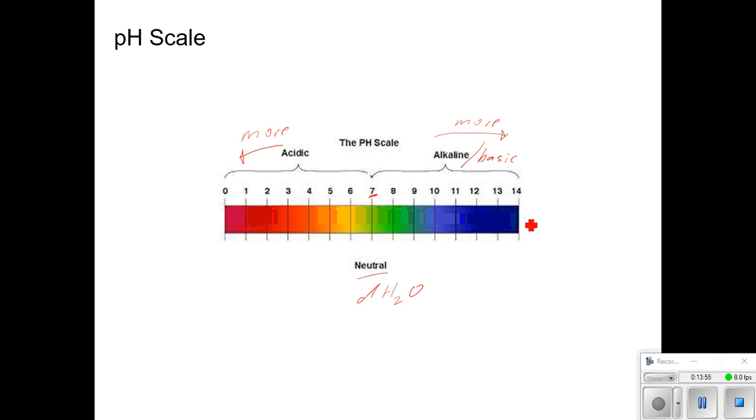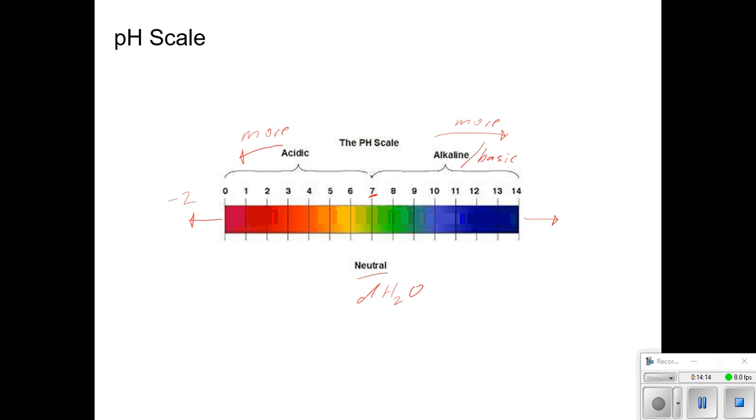And I should also point out that this scale can extend beyond 14. That would be what we call a super base, and it can in fact go into negative values like -2, and those are what are referred to as super acids. But for the most part, we just talk about the basic range, which is from 0 to 14.